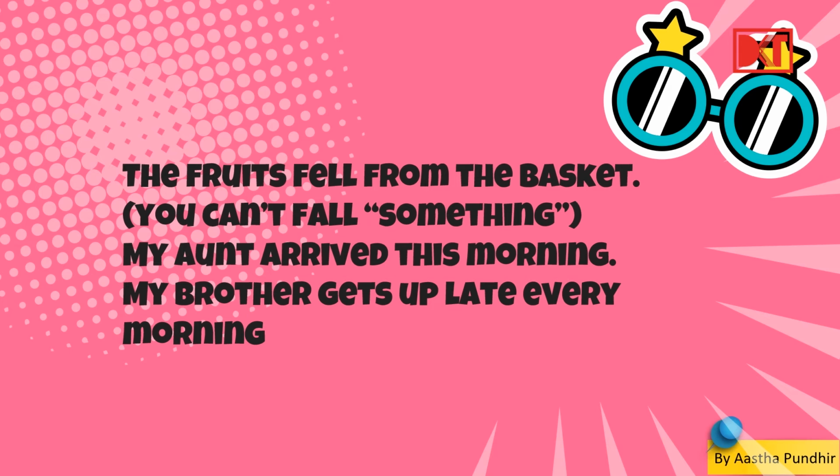Okay, so here, let's see. The fruits fell from the basket. Now the verb is fall. Okay, to fall. Now here I've given you a hint. You can't fall something, right? Here there's this preposition used, fell from the basket. This is not an object. Okay. Now you cannot fall something. That's why this verb doesn't require an object. So it is an intransitive verb.